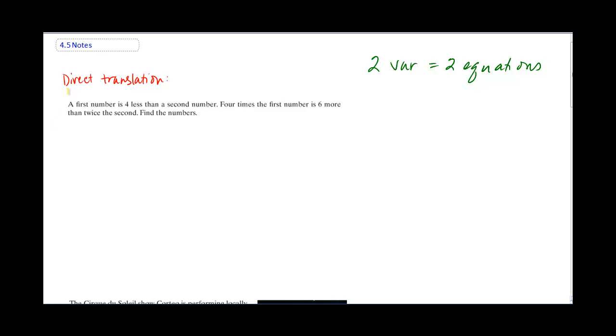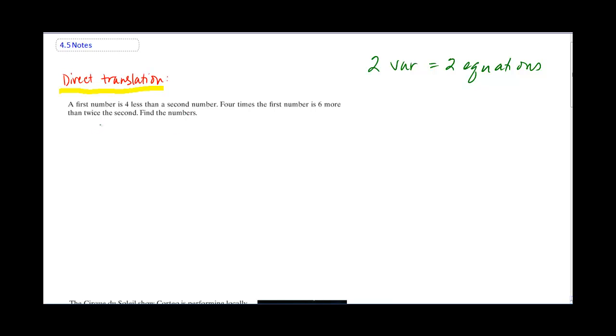So this first example that I want to talk about is called direct translation. And basically that's where we're looking at translating words into some sort of mathematical expression. Now I want to start with this first one, and this says a first number is 4 less than a second number. 4 times the first number is 6 more than twice the second. So find the numbers. Always read through your problem initially just so that you know what you're looking for.